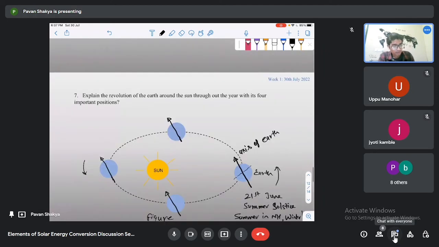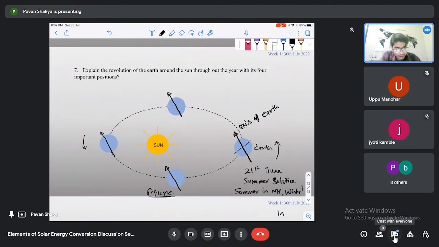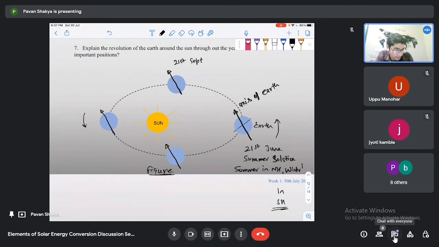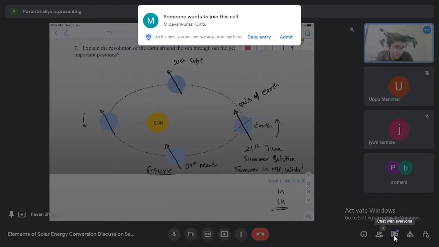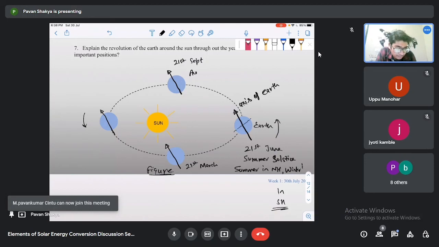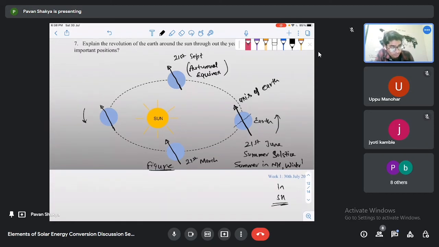Okay, with time the earth revolves around the sun, and on 21st September it reaches a position where there is no tilt towards the sun. Similar conditions happen when it returns to this position, which happens on 21st March. So these two positions are where day and night are equal. This one is called the autumnal equinox, whereas this one is called the spring equinox.